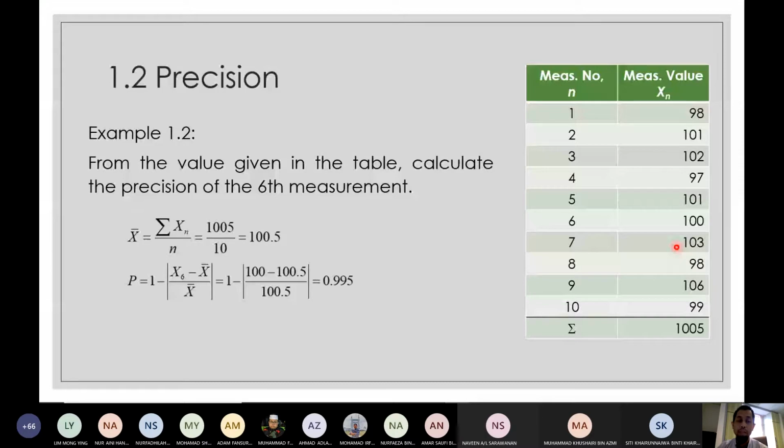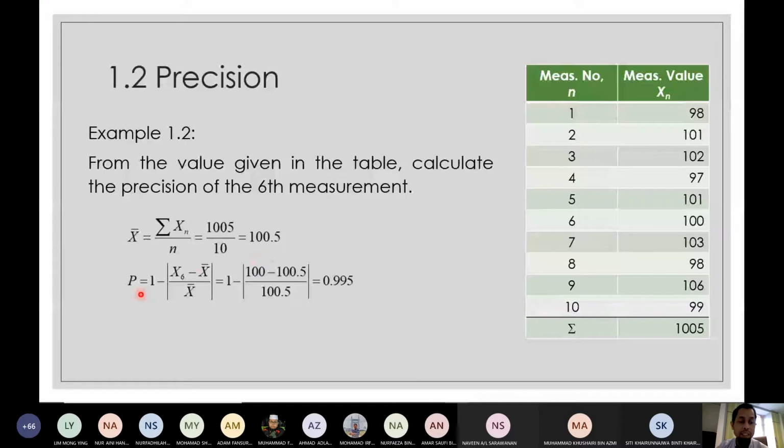So in order to calculate, now the question asks, what is the precision of the sixth measurement? So you refer to the table, the sixth measurement, the reading is 100. So we apply the equation. First, we calculate the average. The average is the sum of this whole table, which is given as 1005, and we divide with the number of readings or number of measurements, which is 10. So we get the average is 100.5.